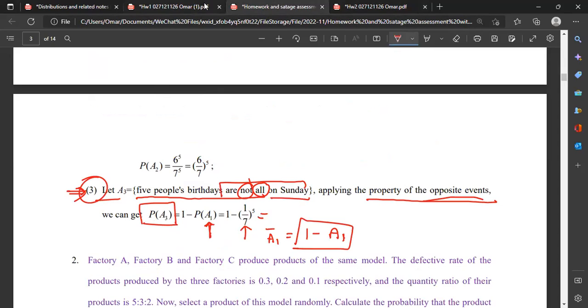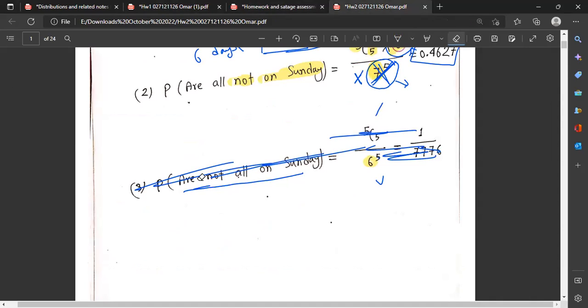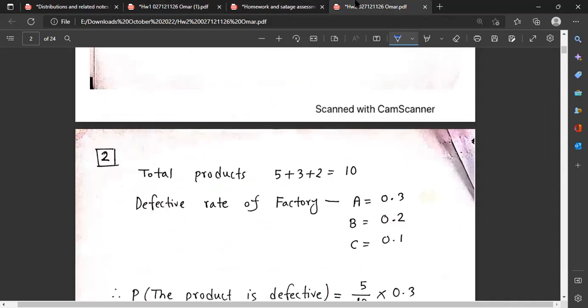But here I made a mistake in number 3, so you don't consider this one. So let's continue to the next question here. Homework 2.